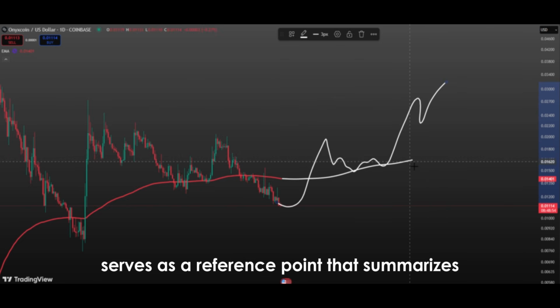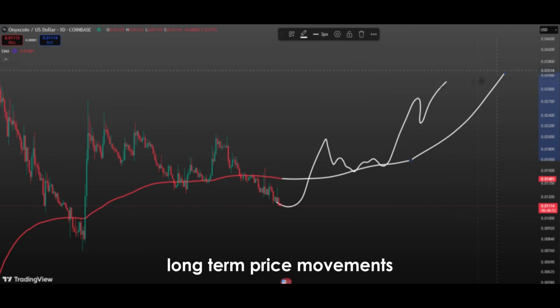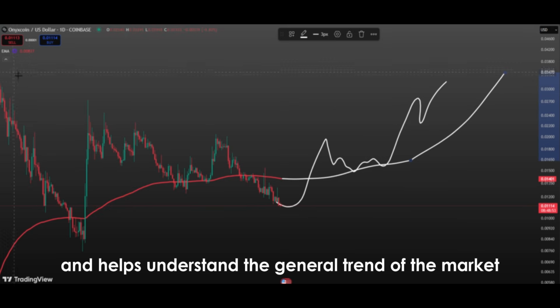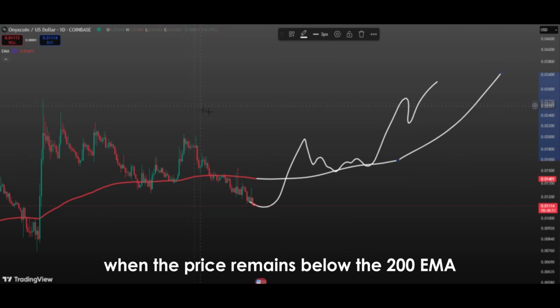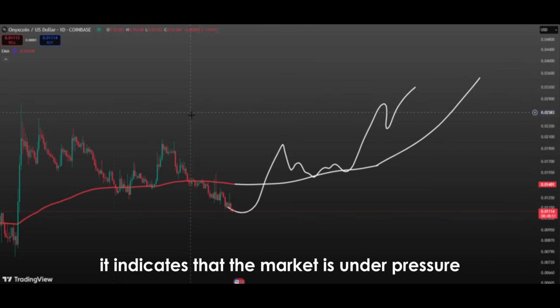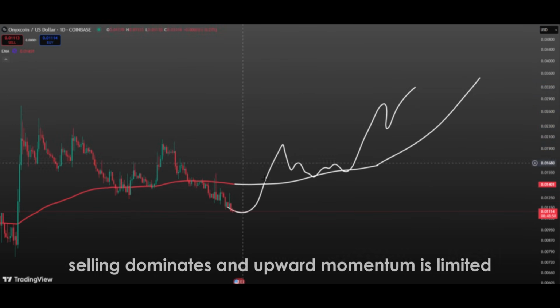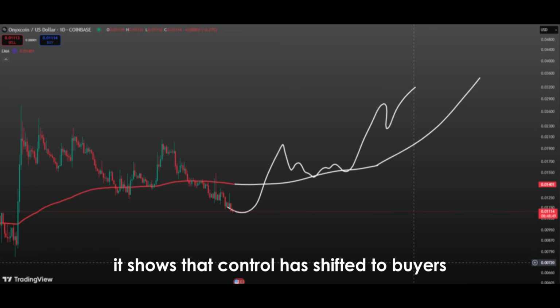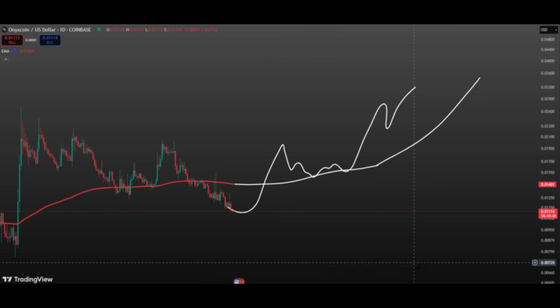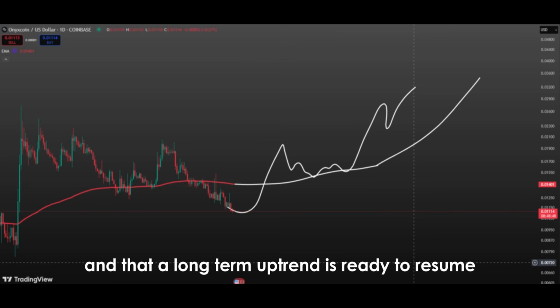This average serves as a reference point that summarizes long-term price movements and helps understand the general trend of the market. When the price remains below the 200 EMA for an extended period, it indicates that the market is under pressure, selling dominates, and upward momentum is limited. However, when the price moves back above this level, it shows that control has shifted to buyers and that a long-term uptrend is ready to resume.